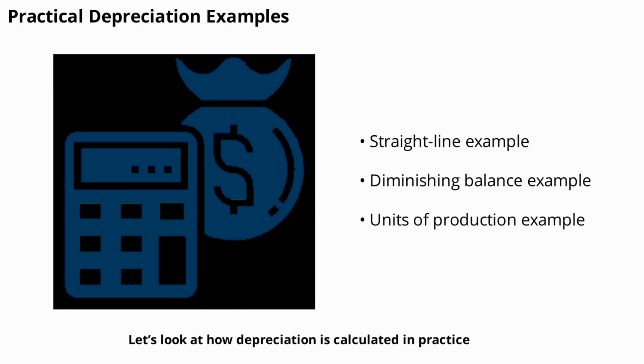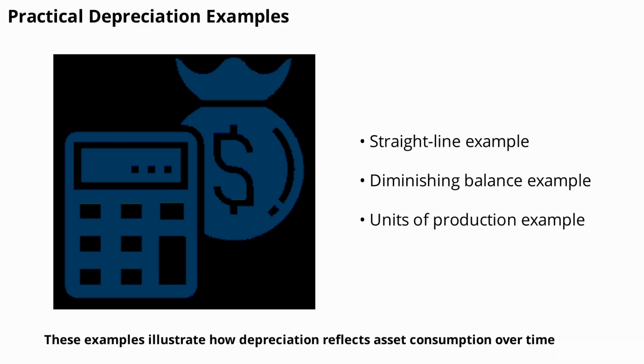Let's look at how depreciation is calculated in practice. For instance, using the straight-line method, the depreciable amount is divided evenly over the asset's useful life. If a machine costs R1200000 with a residual value of R150000 and a 4-year useful life, annual depreciation is R262500. If the asset is used for only part of the year, depreciation is apportioned accordingly. Other methods, like diminishing balance and units of production, adjust the expense based on usage or remaining value. These examples illustrate how depreciation reflects asset consumption over time.